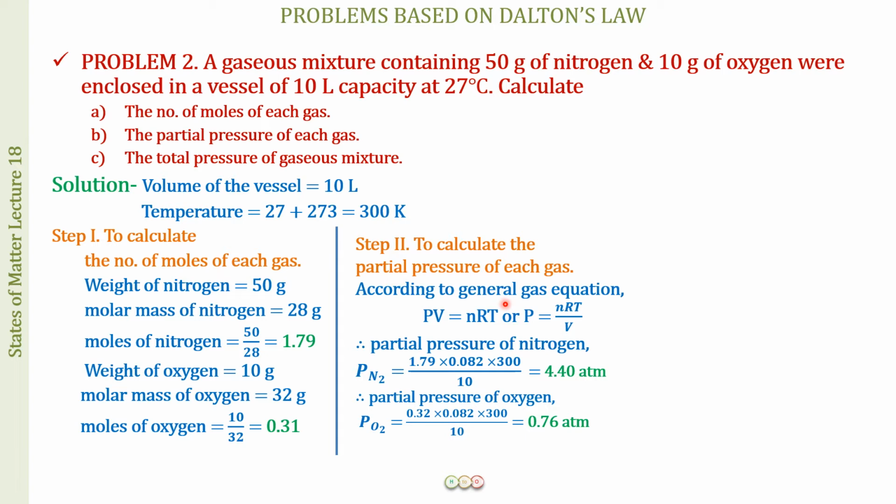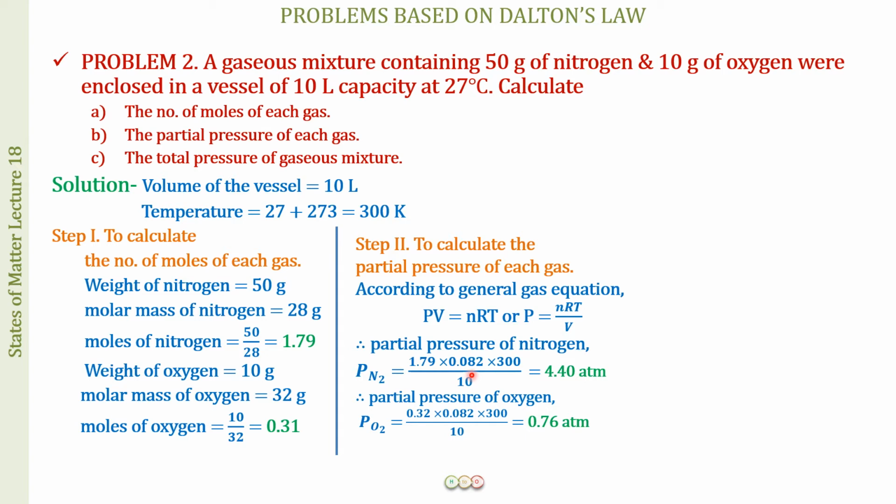So what are we going to do? We are going to apply the gas equation PV equal to nRT. So pressure of each gas is going to be equal to the number of moles multiplied by the gas constant multiplied by the temperature divided by the volume of the container. So this is going to be the volume of the container because each gas is behaving as if it is present alone. Fine. So the partial pressure of nitrogen is going to be equal to the number of moles of nitrogen multiplied by the universal gas constant. The value is 0.082 liter atmosphere per Kelvin per mole.